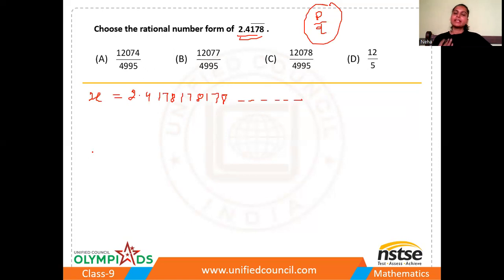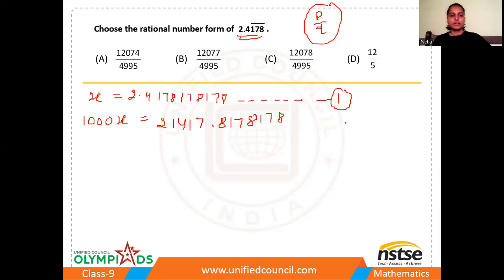Right. Now here I can see 3 digits are repeating. So if 3 digits are repeating, let me multiply equation number 1 with 1000. So 1000x will become equals to 214.817 and so on, and this is nothing but your equation number 2. Now let me subtract equation number 1 from equation number 2.